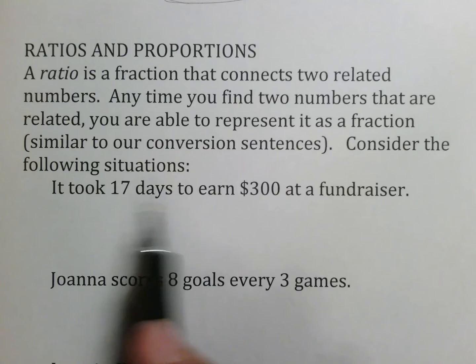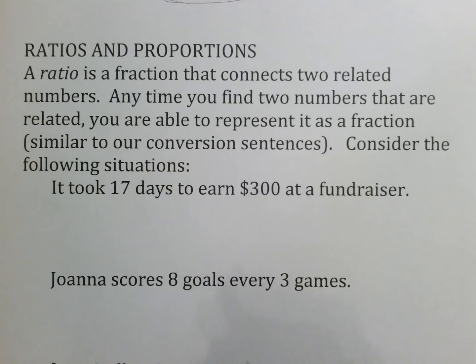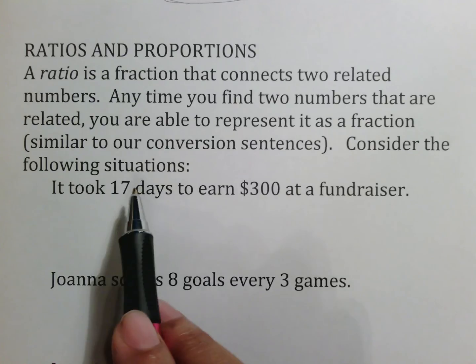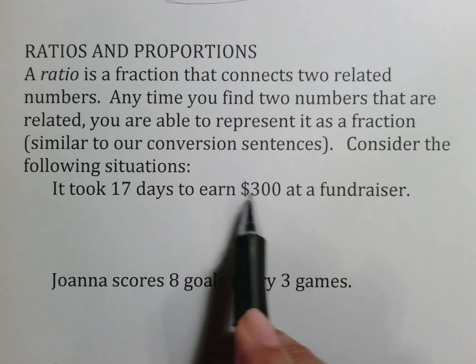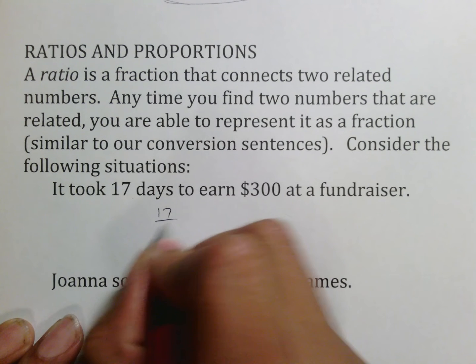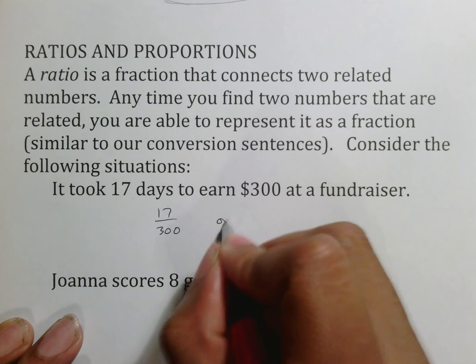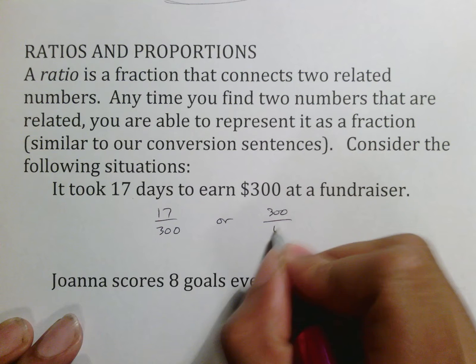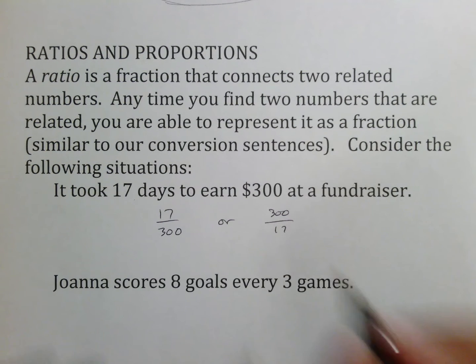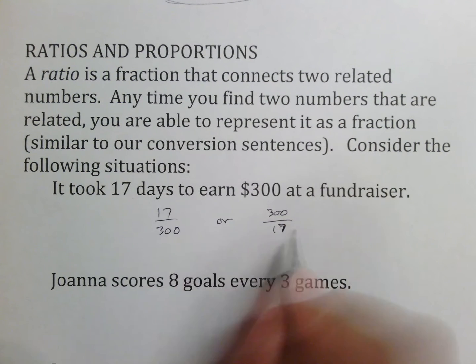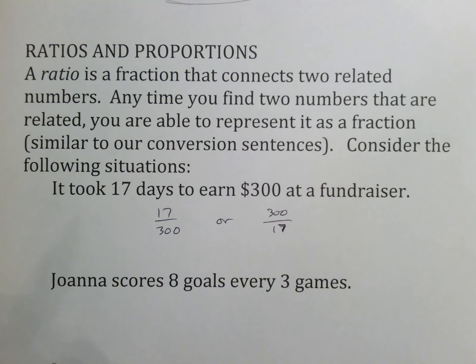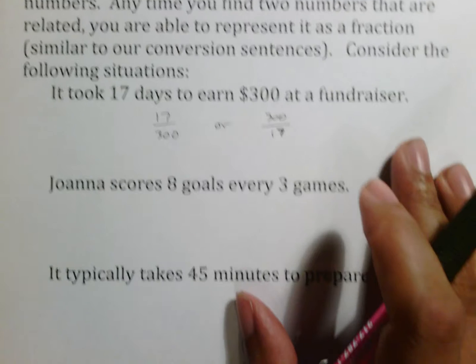If it took 17 days to earn $300 at a fundraiser, these two numbers are related, because it obviously took me this long to earn that much. That means I could put 17 over 300, or I could put 300 over 17. Again, it's kind of like the unit conversions we just did. You can make two different fractions out of those, but we'll talk about how we use those in a second. Those two numbers are related, so these are the two fractions that we could bring out from those two numbers.